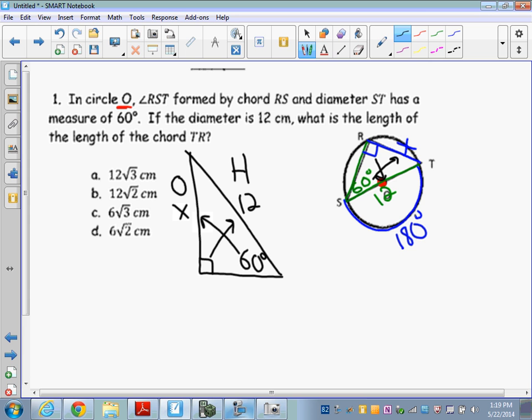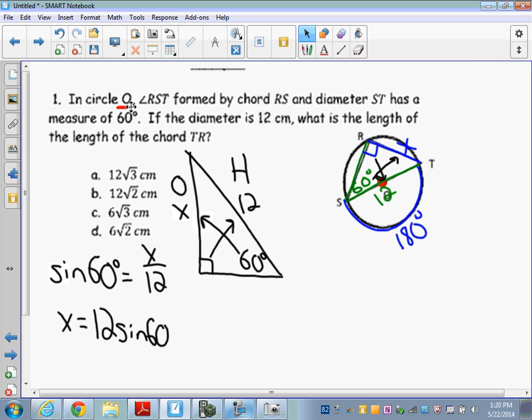If you're a little bit stuck on this, make sure to watch the video on right triangles, because we're going to use sine. We have opposite over hypotenuse. So the sine of 60 degrees is equal to X over 12. And whenever X is on top, that means we're going to multiply it. So X is equal to 12 sine of 60.